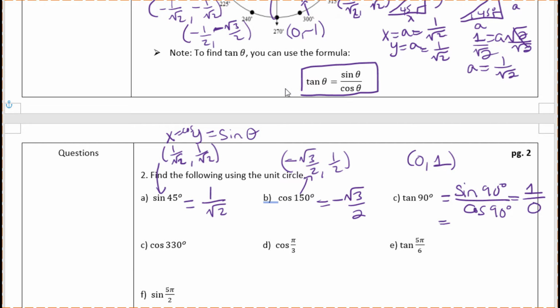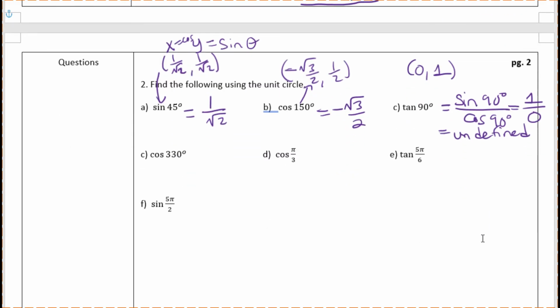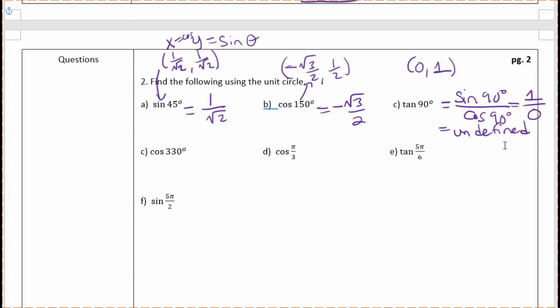Alright, we can't do 1 divided by 0, so this is undefined. So in this particular example, tangent is undefined. In fact, as we'll see in a graphing chapter, that means we have a vertical asymptote at that angle for tangent of 90 degrees. So that's just something to keep in mind for future reference.